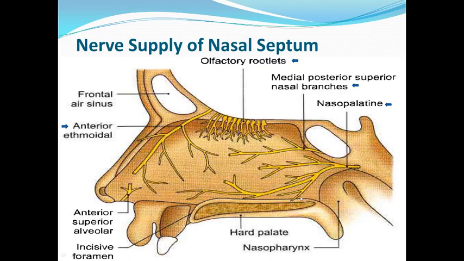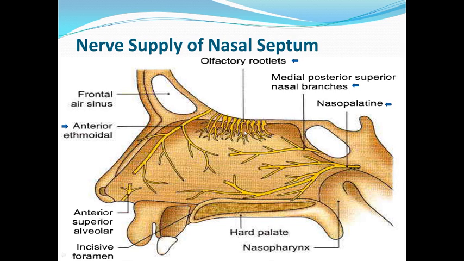the nasal septum. Talking about the posterior-superior part of the nasal septum, it is supplied by the medial posterior superior nasal branches, which also arise from the pterygopalatine ganglion. So the posterior part is supplied by the nasopalatine branch and the medial posterior superior nasal branch from the pterygopalatine ganglion, whereas the anterior part is supplied by the anterior ethmoidal nerve.